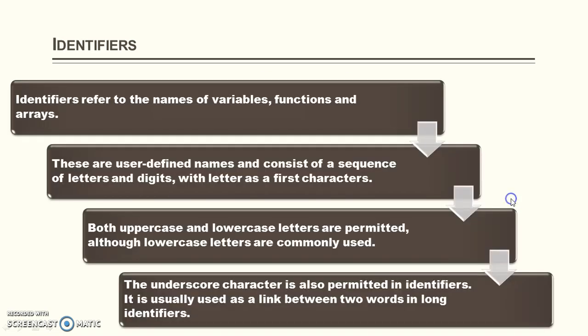Next, we will discuss the identifier. An identifier refers to the name of a variable, function or array. These are user-defined names and consist of a sequence of letters and digits, with a letter as the first character. Both uppercase and lowercase are permitted, but for most identifiers we use lowercase. The underscore character is also permitted in an identifier. It's usually used to link two words in a long identifier.